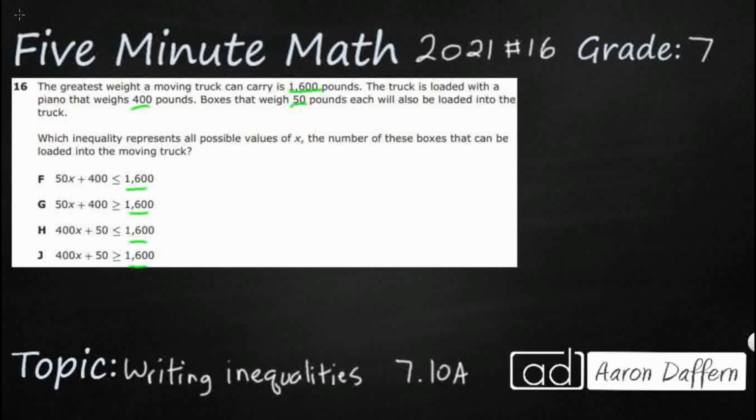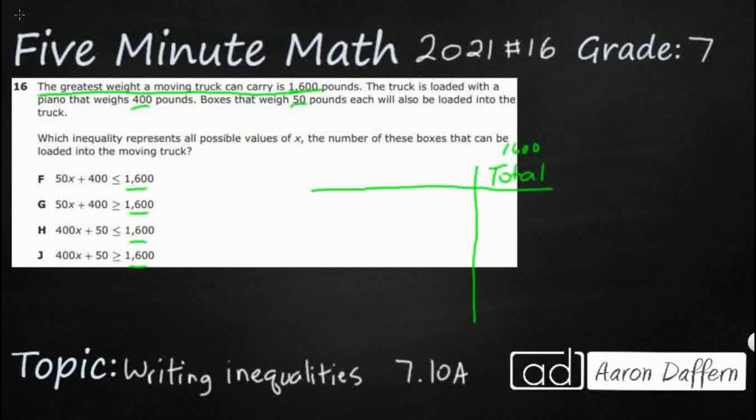So here's probably the most important thing right here. The greatest weight a moving truck can carry is 1,600. So we can't get any more than that because it'll break, collapse. And so let's see if we can just make a table, just to kind of get an idea what's going on. Then we'll turn that into an inequality here. So we don't want our total to be more than 1,600, because it says that's the greatest weight a moving truck can have.